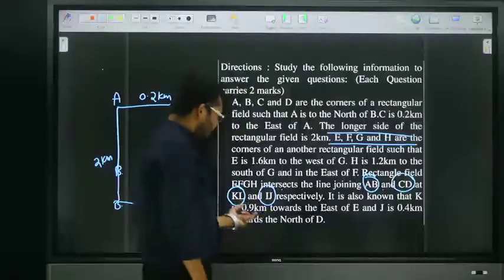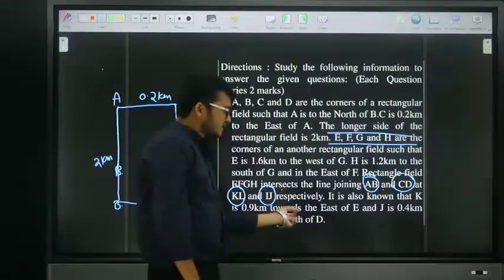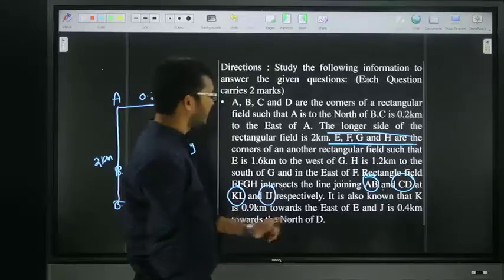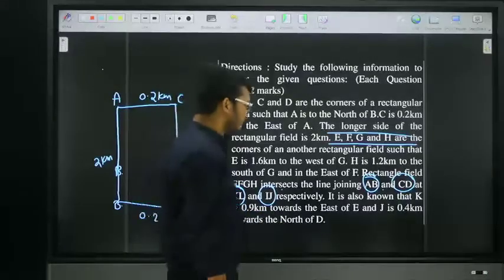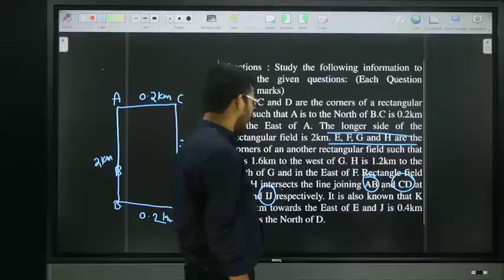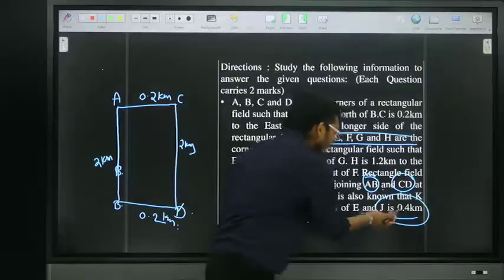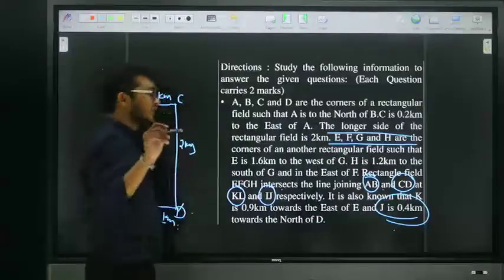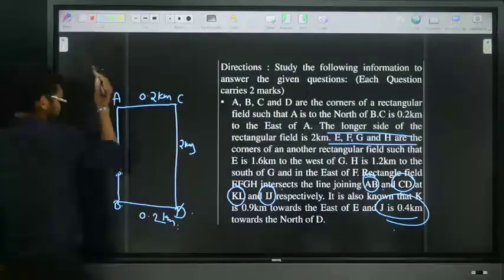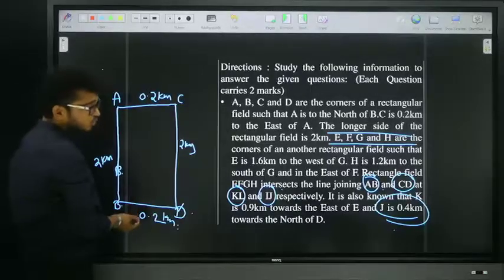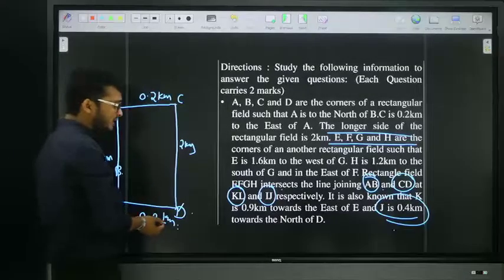It is also known that K is 0.9 km towards the east of E and J is 0.4 km towards the north of D. Yes, friends, take this point and see here. For D, this one, the dimension is: point J is 0.4 km north of D.